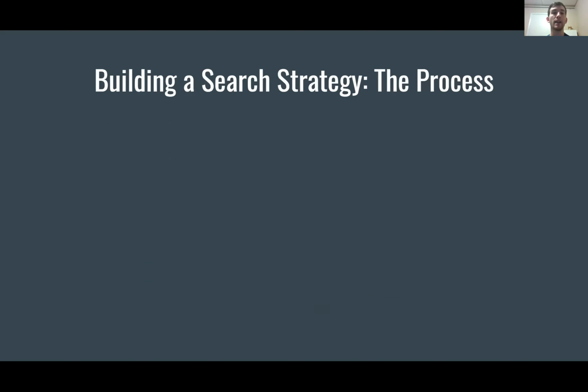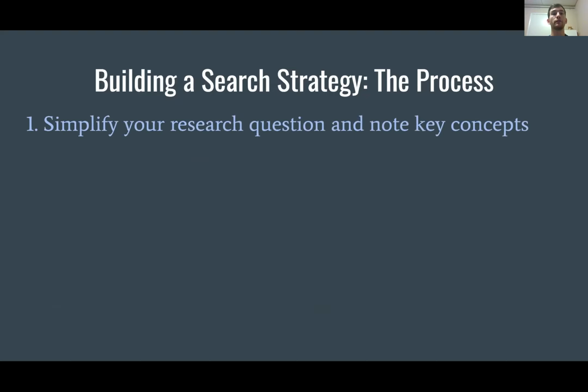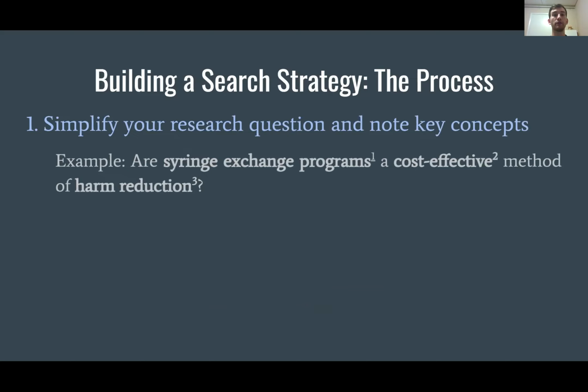So now I'm going to move into the actual process of building your search strategy. When we're building a search strategy, we're figuring out how we're going to survey these databases to actually get our list of sources. And we want a list of sources that's going to be relevant to our topic and not too narrow, but also not too broad, where we have thousands of sources that is going to take us years to read through. So step one, we're simplifying our research question, and then we're noting key concepts.